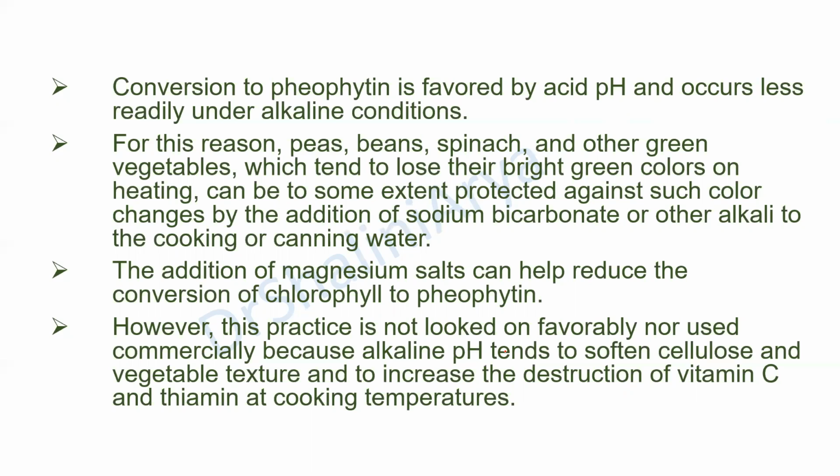So you use alkali so that you retain the original green color. Therefore, when you are blanching peas, beans, spinach or any green leafy vegetable, they tend to lose their bright green color on cooking or heating. We know what blanching is.